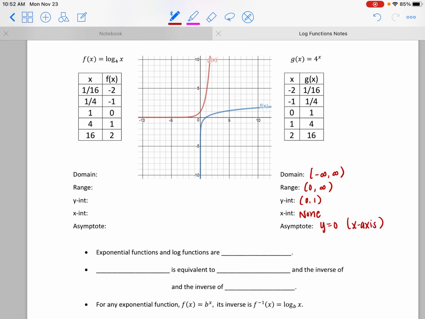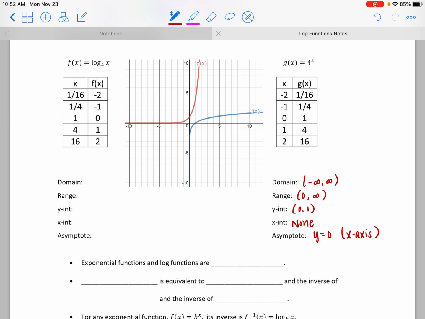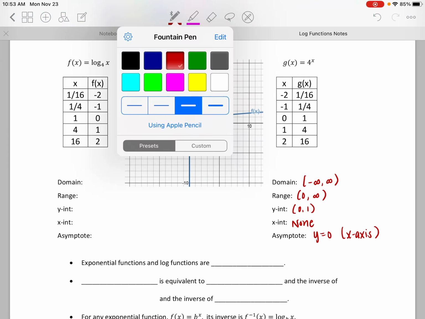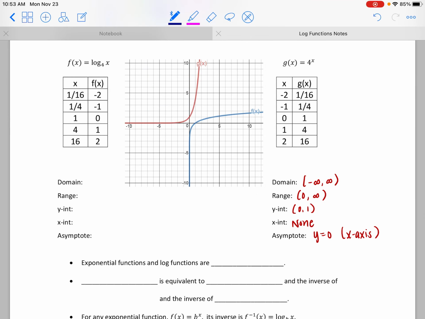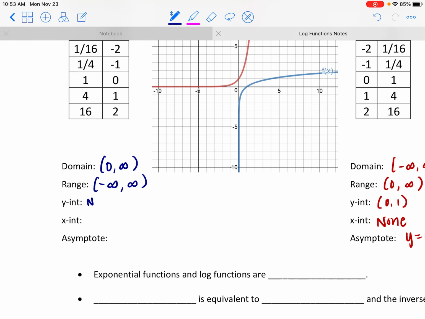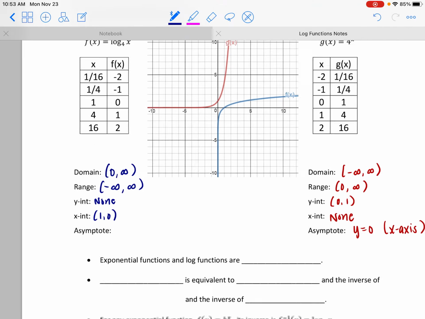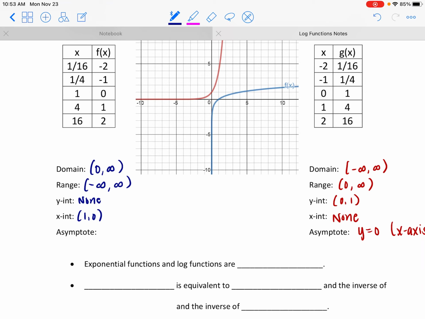Okay, what we just saw was that if we had the log base 4 of x, all of that would be reversed. We would switch the domain and the range. So for our blue one here, our domain is approaching 0 and going forever to the right, where our range was unrestricted. This graph went up and down forever. We did not cross the y-axis, but we crossed the x-axis at (1, 0), and we didn't have a horizontal asymptote at y equals 0, we had a vertical asymptote at x equals 0, which was our y-axis.